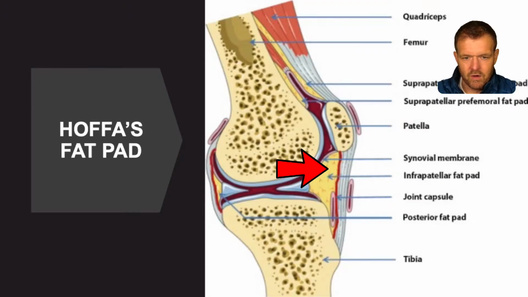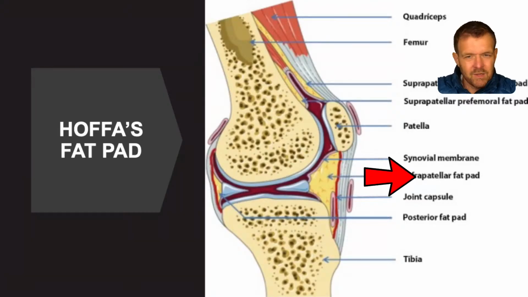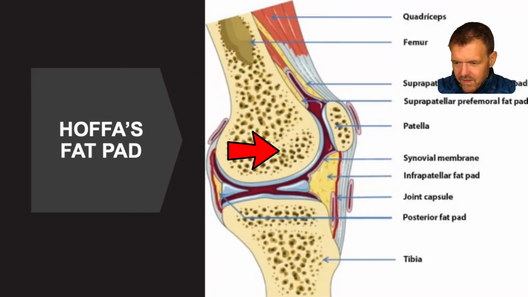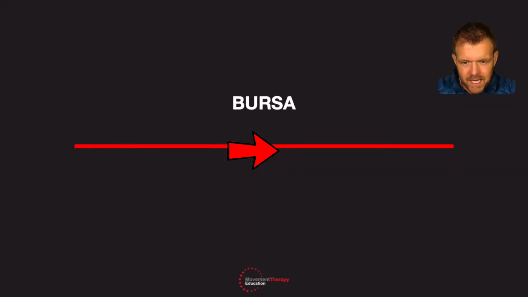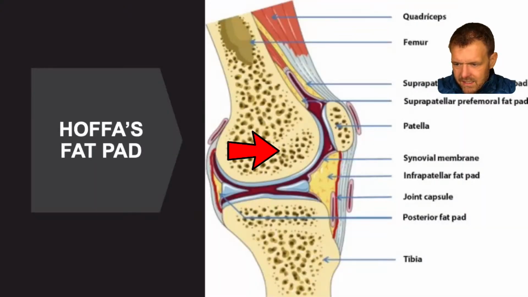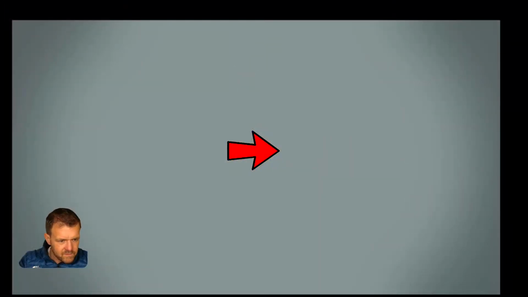Okay, so that's Hoffa's fat pad, or the infrapatellar fat pad, which will probably be known as from now on, because we're trying to get rid of the names of people. Cool, so that's Hoffa's, and in fact, before we go on to that, let's just show you this. So this is the patellar tendon.